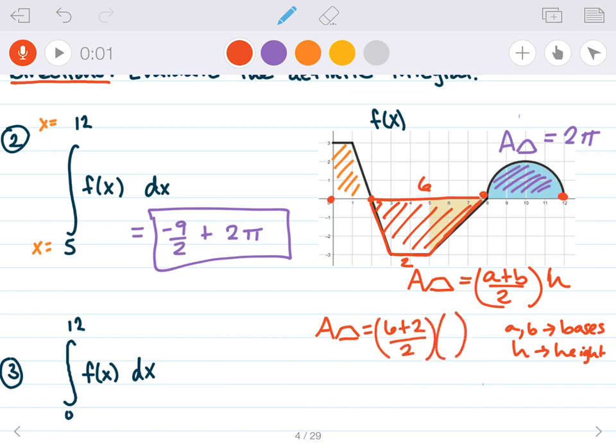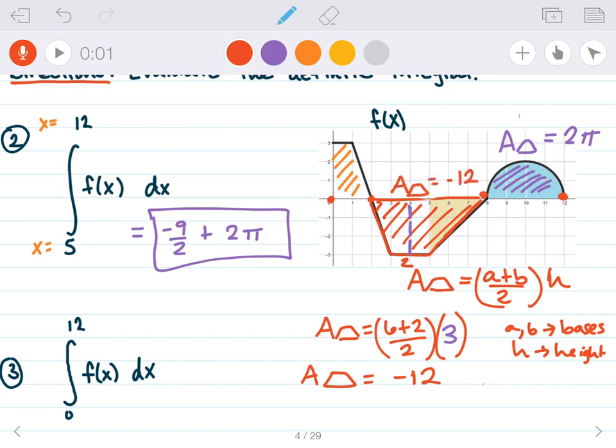Well, what's the height? The height is just going to be, I'll do this in purple, 1, 2, 3. The height is going to be 3. So the area of this trapezoid, and I'm going to put a negative on it, is going to be negative 12. All right, so let's mark that up here. This is the area of this trapezoid is equal to negative 12.